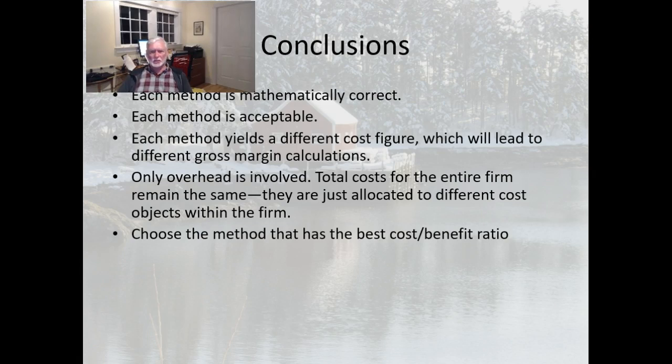You end up with different answers depending on which method you use. And only overheads are involved. The total costs for the firm remain the same. They're just allocated to different cost objects within the firm. So if you have a better cost system, you make better decisions. It's really a managerial accounting thing. If I can get better cost information, I can make better decisions. And you want to choose a method for a particular company that provides the best answer.